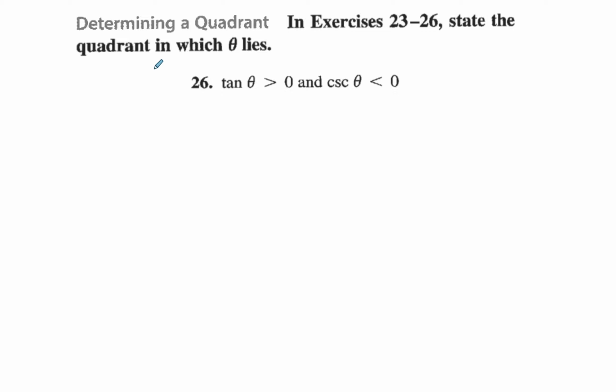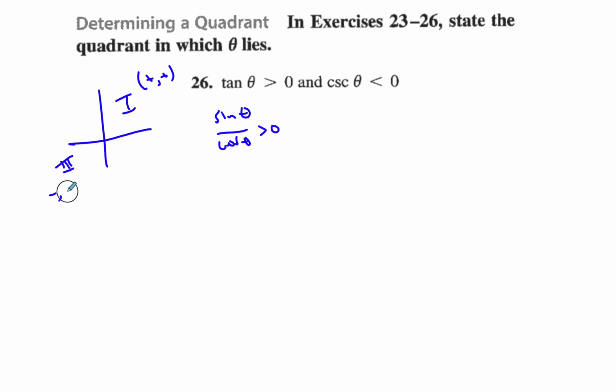All right, determine the quadrant. So if tangent is greater than 0, here's how I like to do that. That means that sine theta over cosine theta has got to be greater than 0, which means they're both positive or both negative, okay? So if you're looking at both positive, that's quadrant 1, or both negative would be quadrant 3. The reason is negative divided by negative is positive, greater than 0, right?